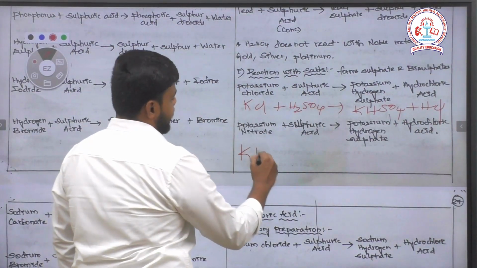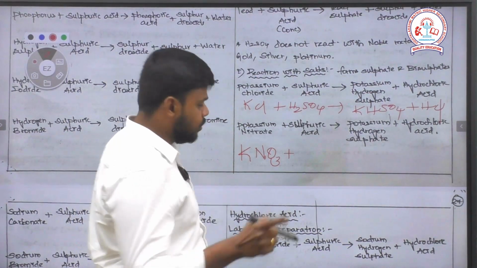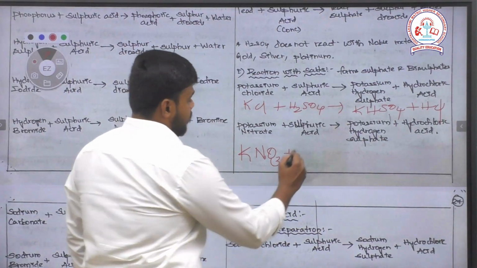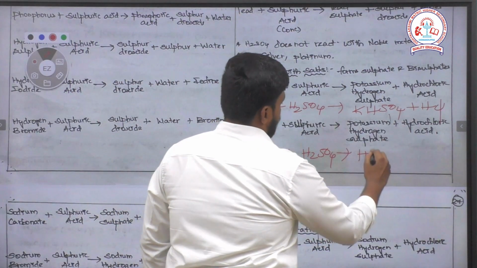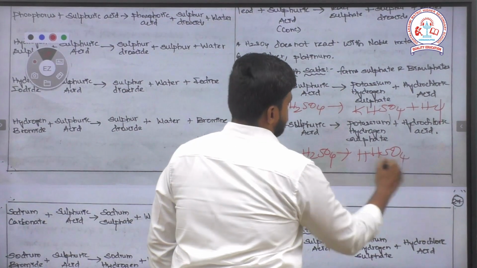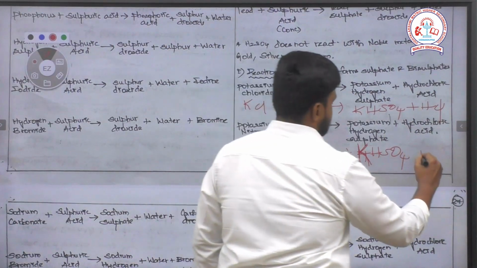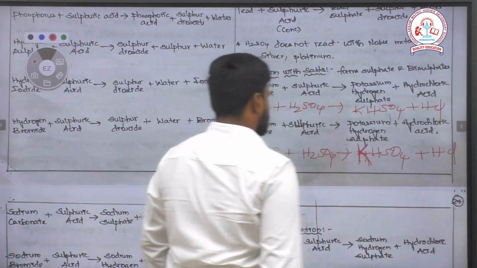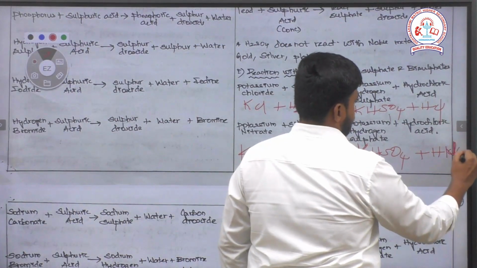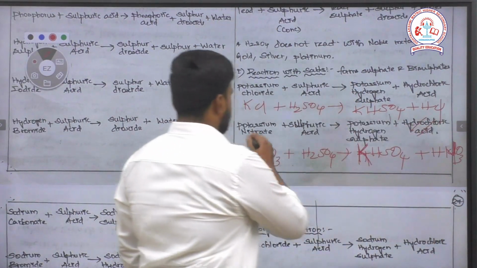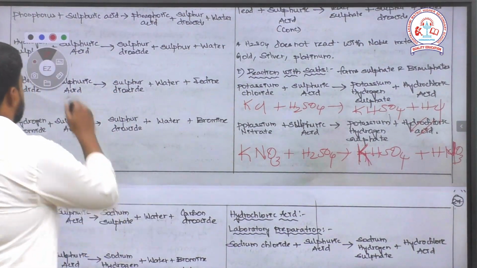Similarly, potassium nitrate, KNO3. When I say nitrite, it is NO2. Nitrate, it is NO3. When I treat it with the sulfuric acid, it forms potassium hydrogen sulfate. So this is KHSO4, potassium hydrogen sulfate, plus HNO3. So the reaction goes the same way. Because it is nitrate, HNO3 goes out. So this is your product. Okay, the next one.